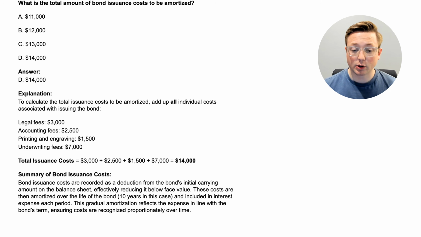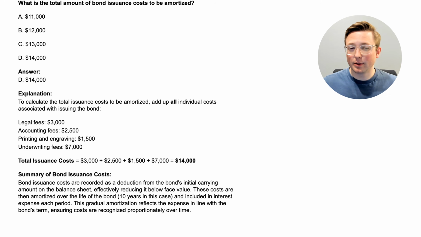Bond issuance costs are recorded as a deduction from the bond's initial carrying amount on the balance sheet, effectively reducing it below face value. It's kind of like a discount in that sense, in that the carrying amount is less than the face value. These costs are then amortized over the life of the bond, 10 years in this case, and included in interest expense each period. This gradual amortization reflects the expense in line with the bond's term, ensuring costs are recognized proportionately over time. Basically, like I said, it is like a discount in the sense that the carrying amount is less than the face value, and you're trying to get up to the face value because of these bond issuance costs. They're amortized over time.